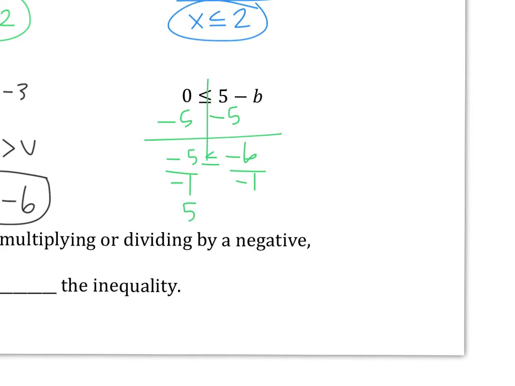So this is 5 is less than, greater than or equal to b, because when I have division of a negative, I have to flip the inequality sign. I cannot leave it as it is. And then this variable is not written on the left-hand side, so I need to flip that to the other side. So I get b is less than or equal to 5.